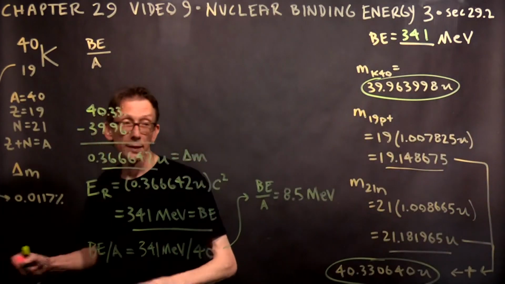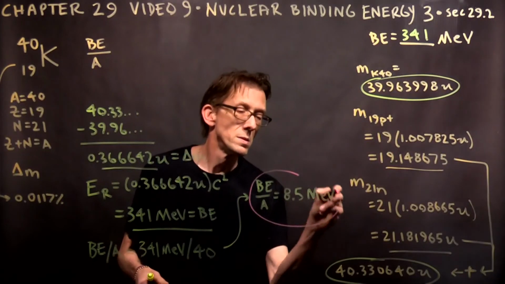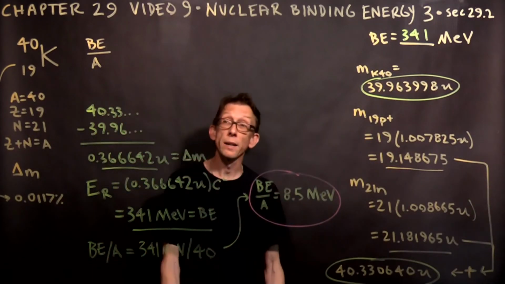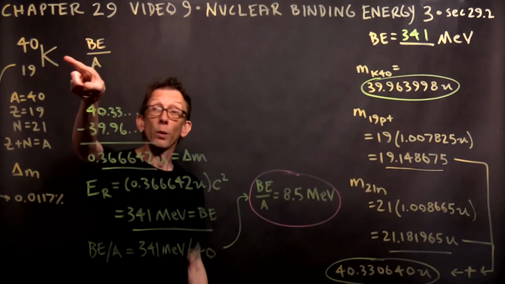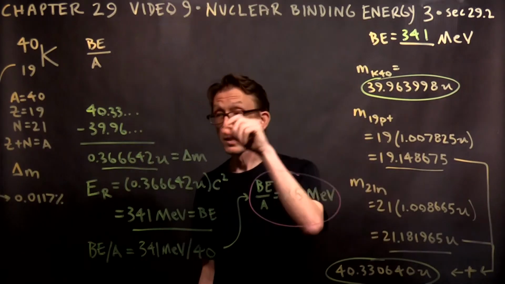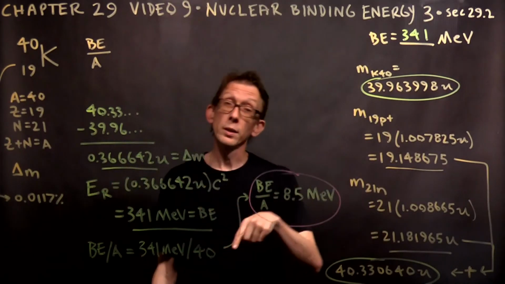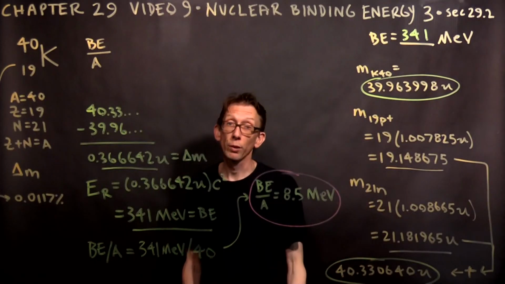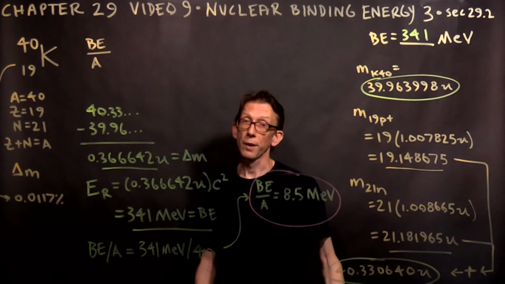That is the answer. 8.5 MeV. That's how you calculate binding energy per nucleon for a nucleus. Find the difference in the masses. Take that mass difference, delta M, convert it to an energy. That's the binding energy for the whole nucleus. Then divide it by the total number of nucleons, and that's your answer.